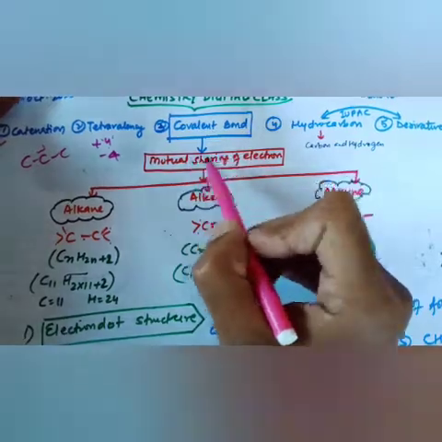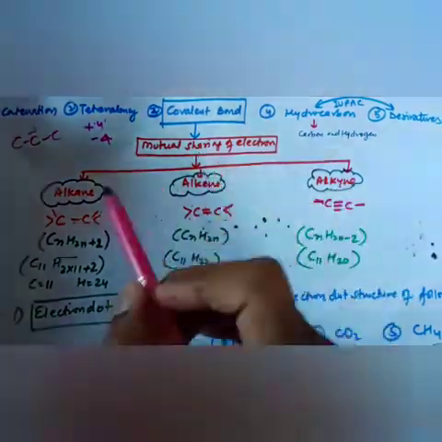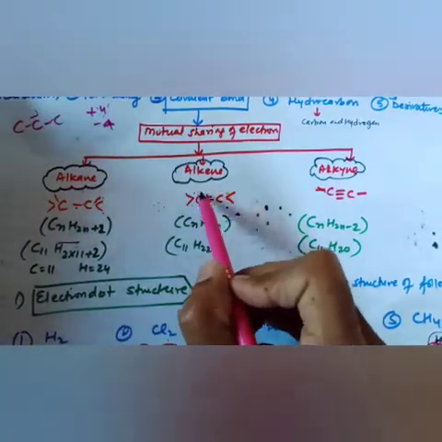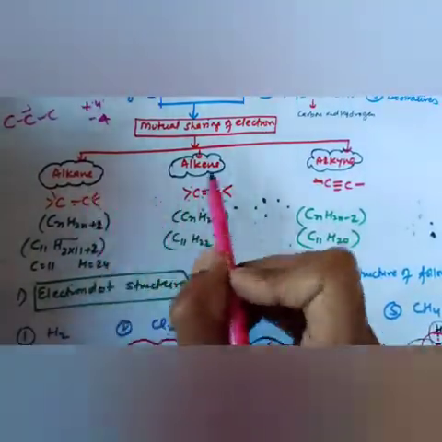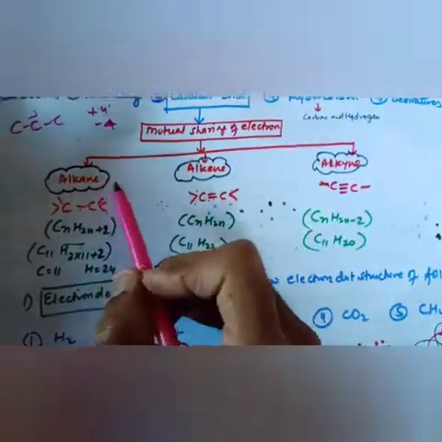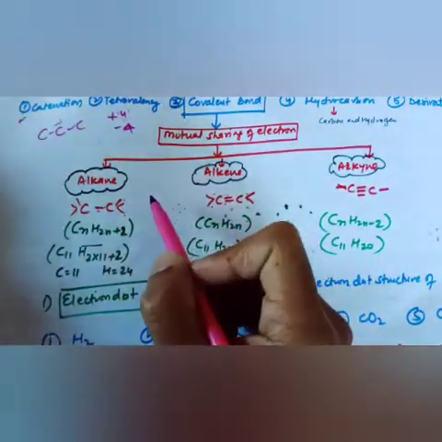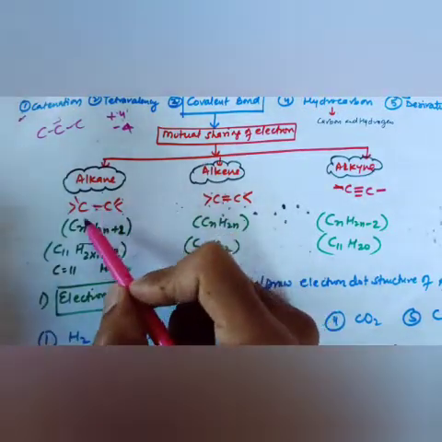But a covalent bond is mutual sharing of electrons. Because of mutual sharing of electrons, if carbon shares 1 electron, then it is an alkane. If carbon shares 2 electrons, then alkene. If it shares 3 electrons, then it is an alkyne. So alkane, alkene, alkyne. Now which will share electrons? Carbon will share with carbon, and the rest of the tetravalency is satisfied by hydrogen.